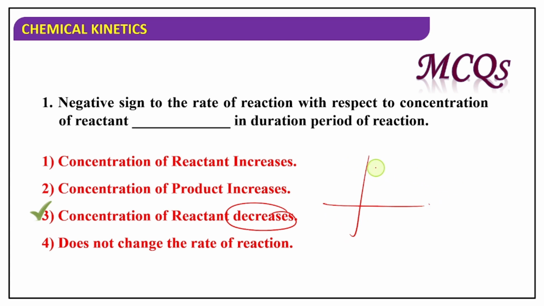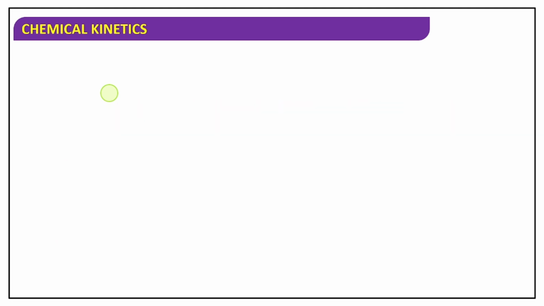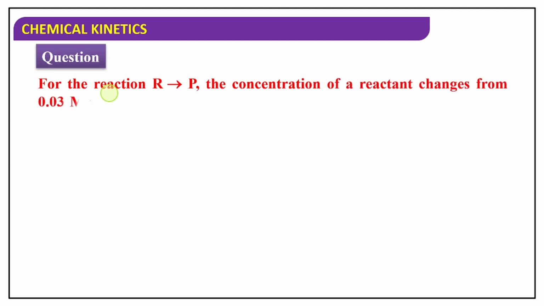So when you plot the graph, you have seen it like this, right? Here we have plotted the concentration of the reactant, and here we have plotted time. As time increases, the concentration of the reactant goes on decreasing. So to indicate the decrease, we use the negative sign. Now let us discuss a few questions regarding the rate of the reaction.